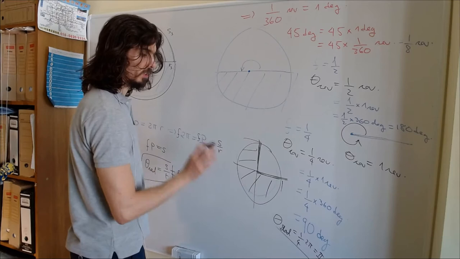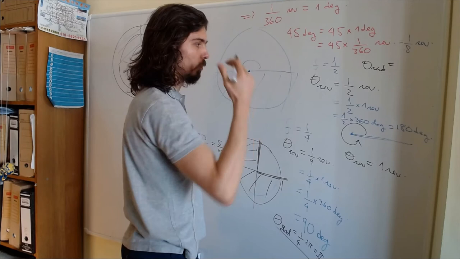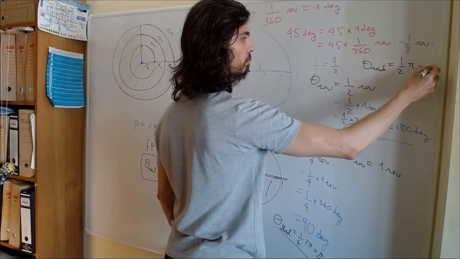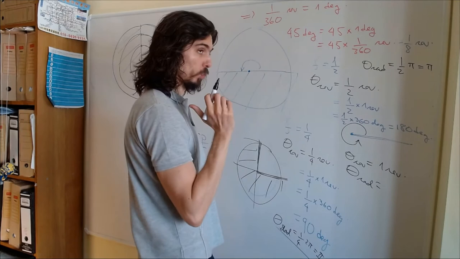To this situation, we do the same thing. So theta rad must be what? It should be f, that is 1/2, times 2 pi, but that's just pi, a number, pi. For the complete revolution, you have theta rad equals f, but f is 1, so you just have the number 2 pi.